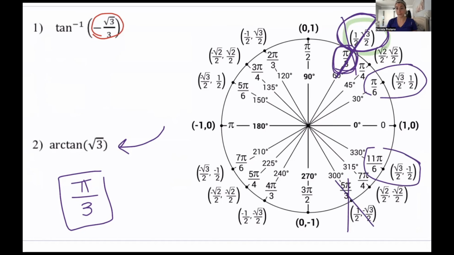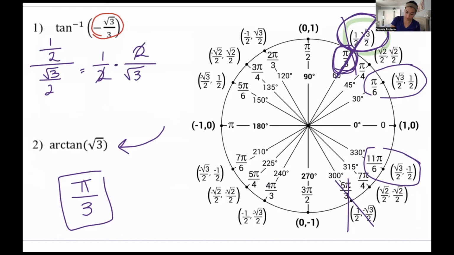So when we do y divided by x, we can even do a check if we use the y value 1/2 divided by the x value, right? And then we're going to do keep change flip in order to simplify. The 2's cancel, and this is equal to 1 divided by square root of 3. But wait a minute, we want square root of 3 over 3.